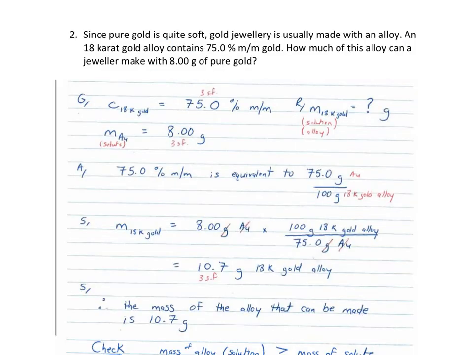Taking a look at problem number 2, we've got a similar type problem here. The key pieces of information: we've got this concentration expression, 75% mass, and that's the concentration of gold in the jewelry. And we are asked how much of the alloy a jeweler can make with 8 grams of pure gold. So this time we're given the concentration in 3 significant figures, and we are told the mass of the solute. That 8 grams represents the mass of the solute. And what we're looking for is the mass of the 18 karat gold, so the mass of the solution, or this alloy.